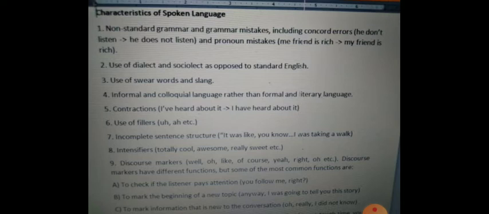And fifthly, there would be contractions. Contractions mean short forms. For example, "I have already heard about it" would be contracted as "I've heard about it".